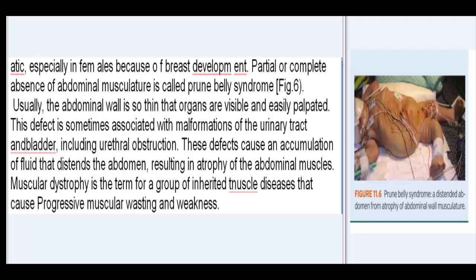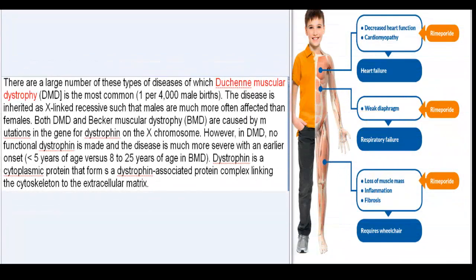Muscular dystrophy is the term for a group of inherited muscle diseases that cause progressive muscular wasting and weakness. There are a large number of these types of diseases, of which Duchenne muscular dystrophy, DMD, is the most common, 1 per 4,000 male births. The disease is inherited as X-linked recessive, such that males are much more often affected than females.